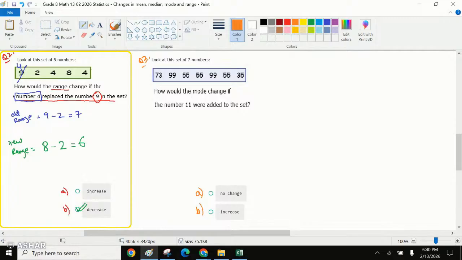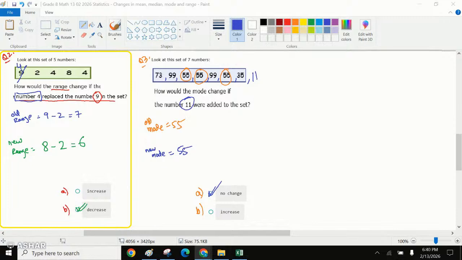If we add an 11, do we see 11 anywhere? See, we can say the old mode was 5. If we add an 11 to it, if we add another number, do we have a repetition with 11? No, we have a single 11. The mode still says 5 is the maximum number. Yes, thank you. Option A is the correct answer. Agreed.